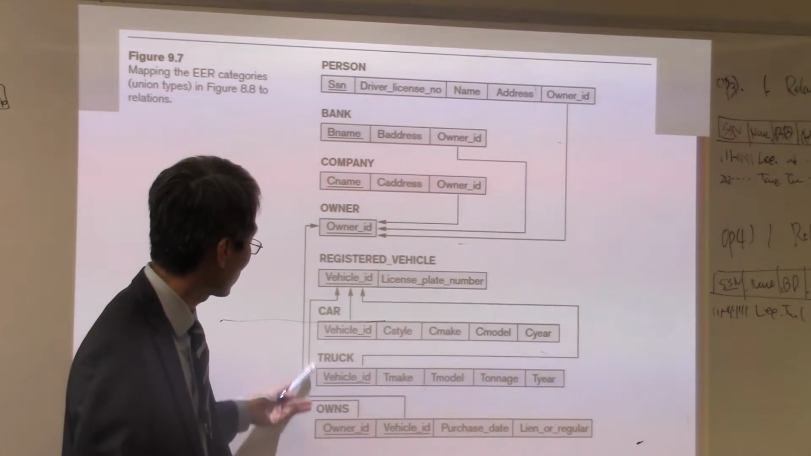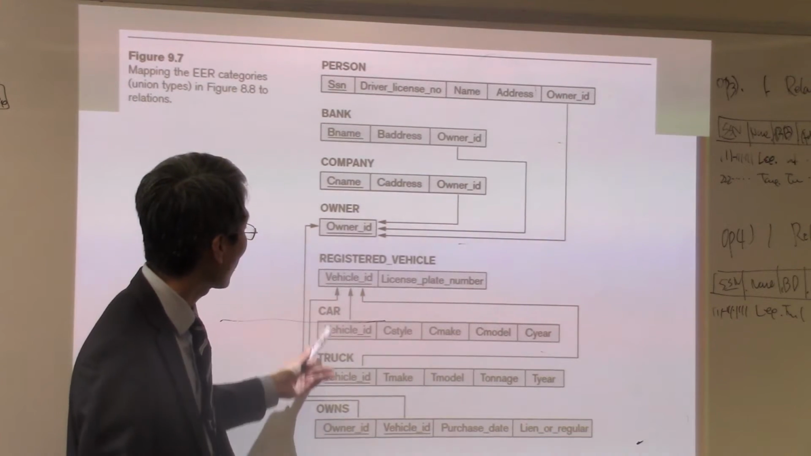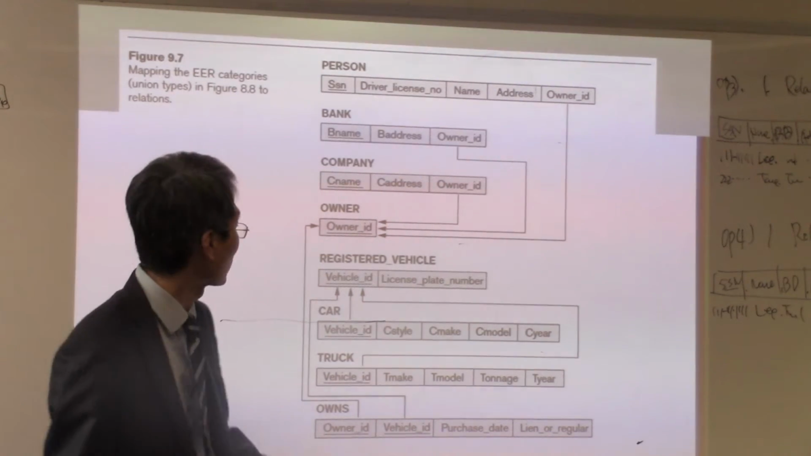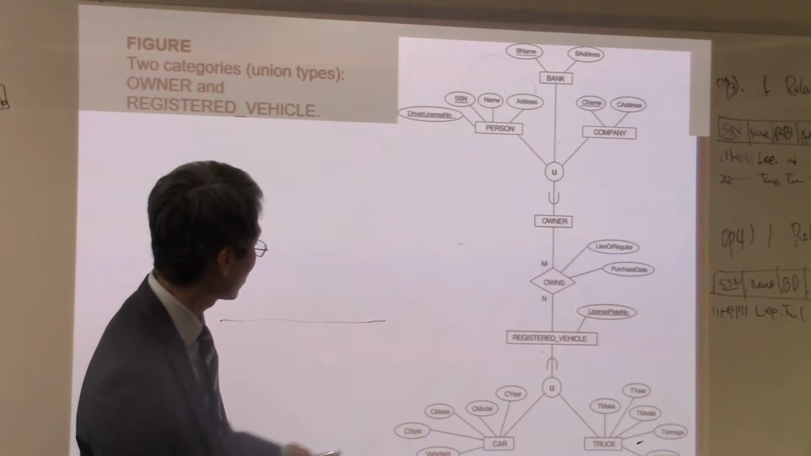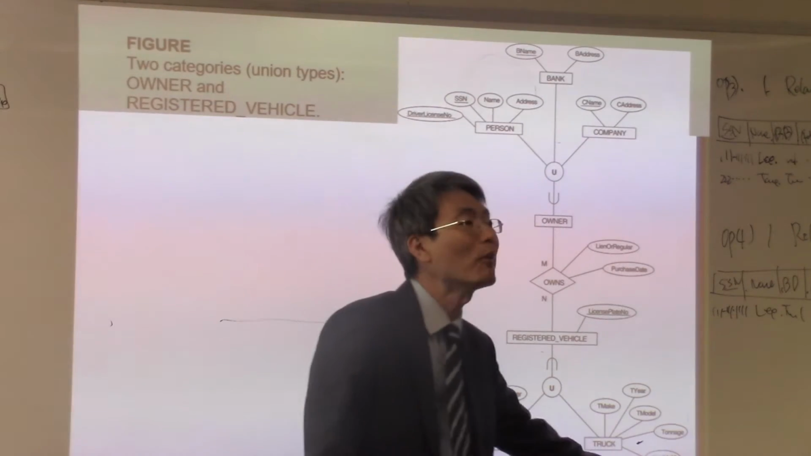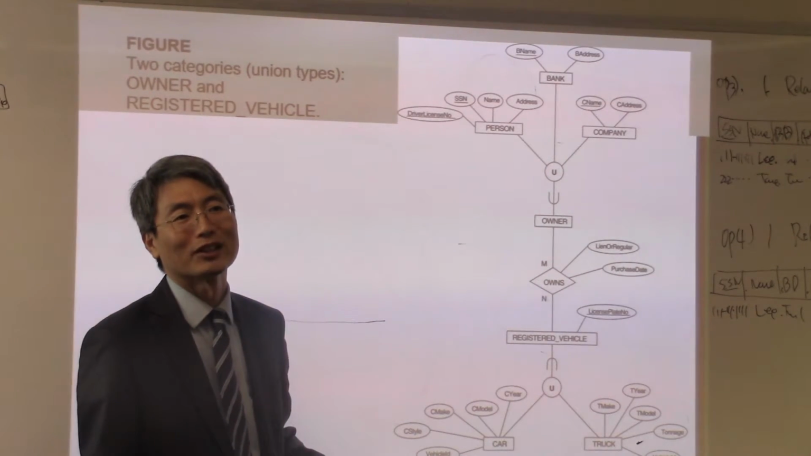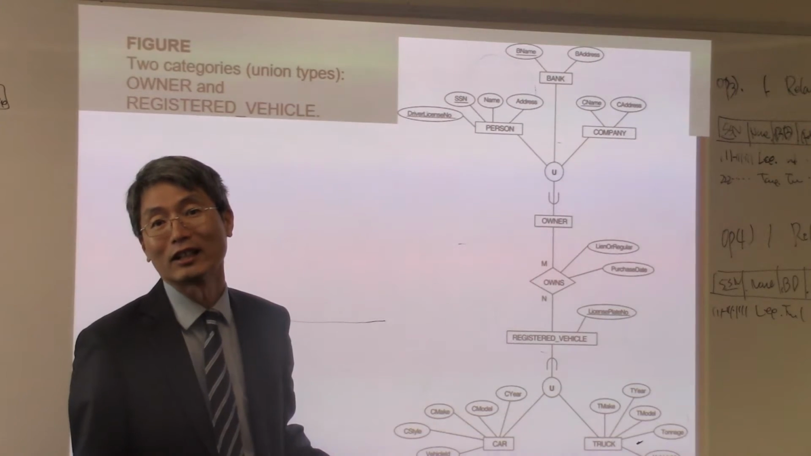Similarly, we can address the car and truck for the vehicle. Same thing, so we create. In this example, fortunately we have the common key attribute. We don't have to create the surrogate key.